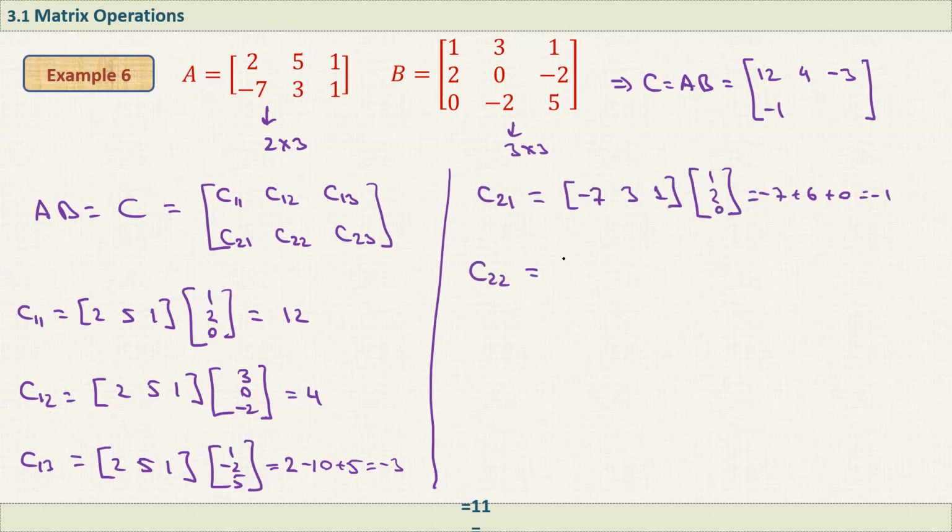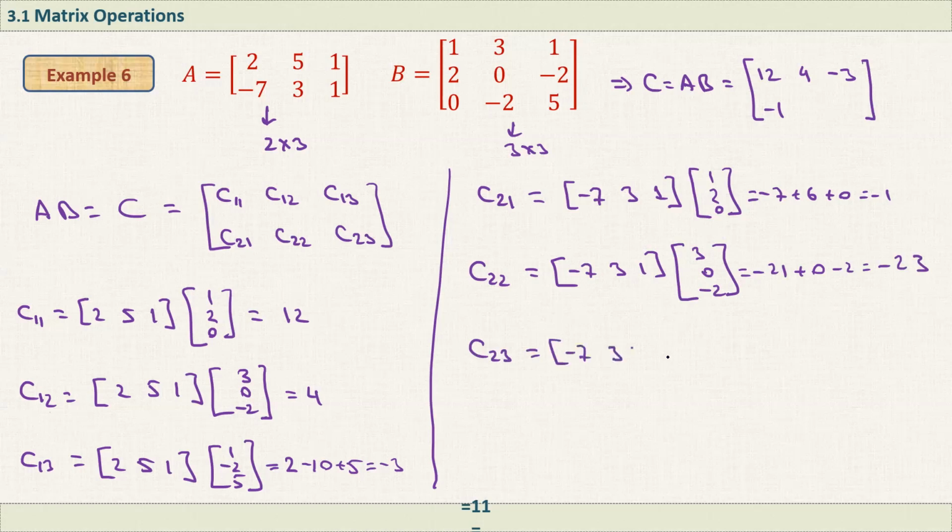And how about C2,2? That's again the second row by the second column, negative 7, 3, 1, multiplied by the second column, 3, 0, negative 2, which is equal to 3 times negative 7, negative 21. 3 times 0, it is 0. 1 times negative 2, minus 2, which is equal to minus 23. And how about C2,3? Again, the second row, negative 7, 3, 1, multiplied by the third column, 1, negative 2, 5, which is equal to 1 times negative 7, negative 7, 3 times negative 2, negative 6, 1 times 5, plus 5, which is equal to minus 8. So the entries in the second row will be -1, -23, and -8. So these are the entries of the product C.